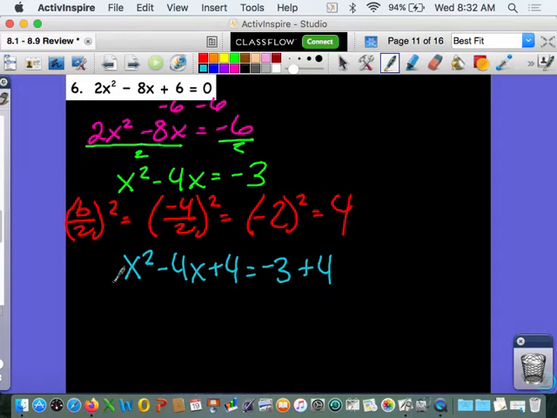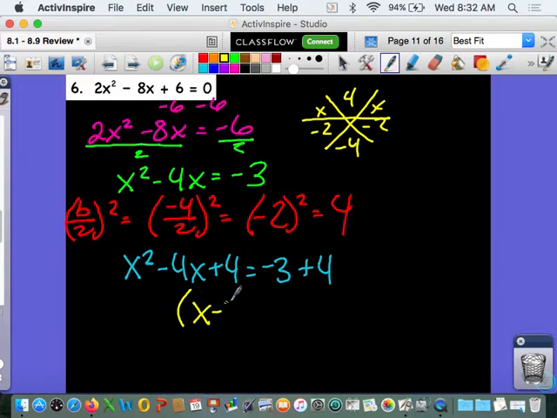I have 3 terms. I have a trinomial, so next I need to factor. Right? On the top, I have 4, negative 4 on the bottom, negative 2 on the sides. You need your snowflake method. There you go. So my binomials, x minus 2 squared equals 1.